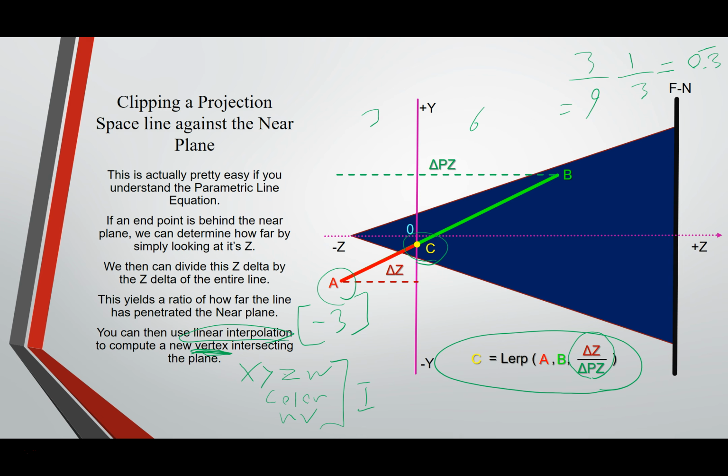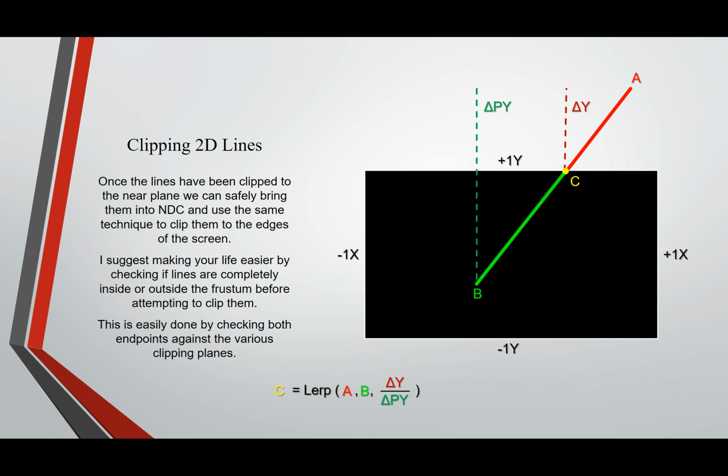Using the parametric equation, we just chop the line right on the near plane. And as we were talking about earlier, once we do this, now it's safe to move into NDC. Now it's safe to do our perspective divide because we no longer have to worry about vertices that have a negative z that will flip signs on our x's and our y's. So that's very handy.